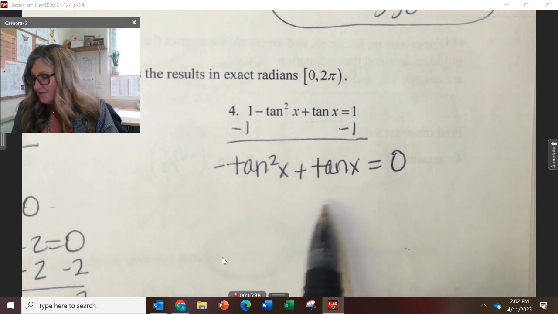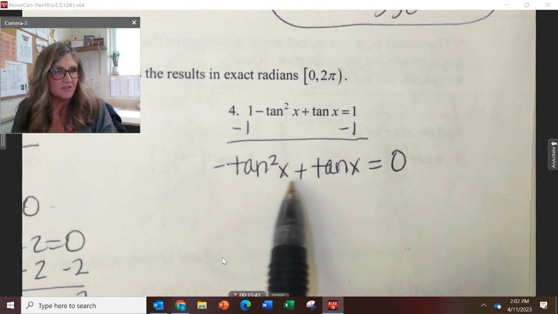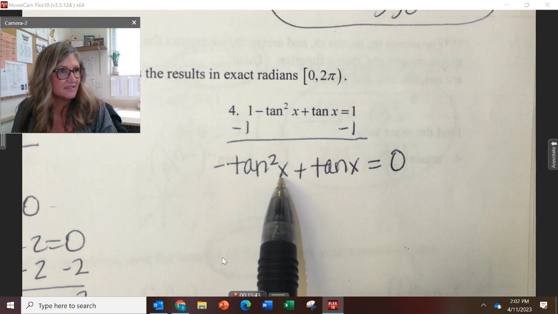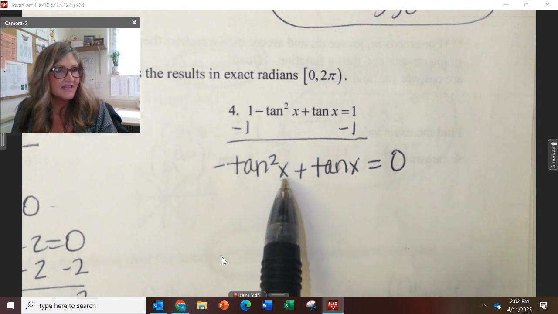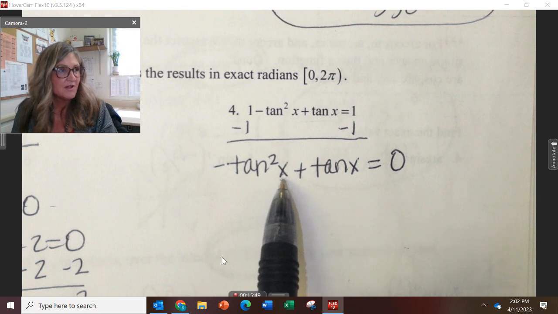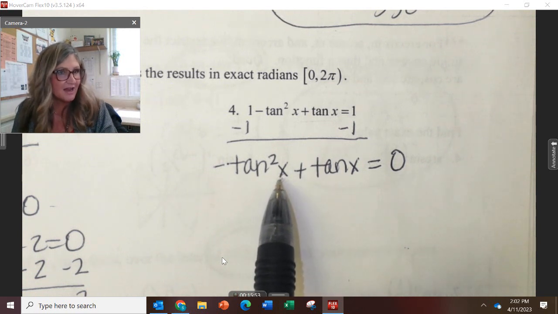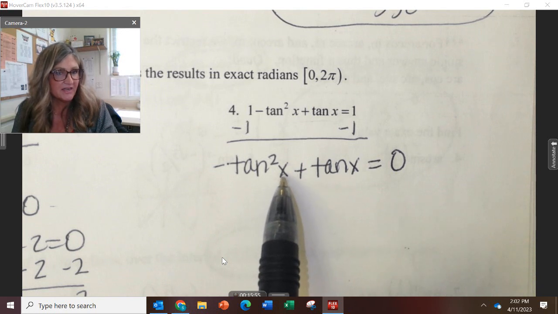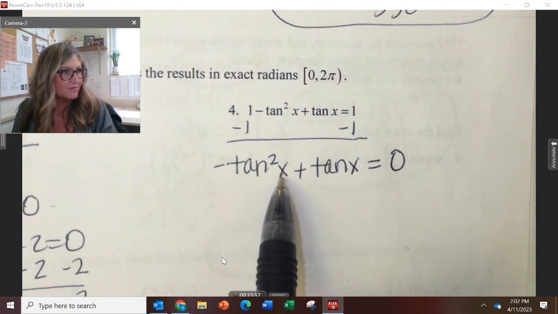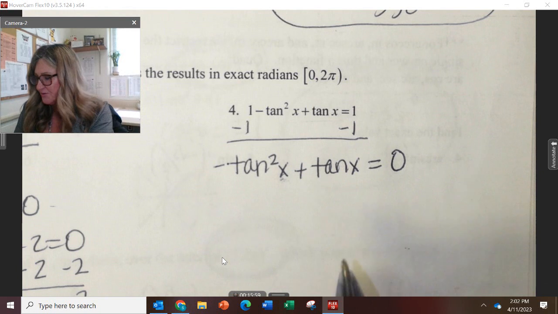Now, this problem, even from right here, looks a little weird because this says x. It's still the same thing as theta. It's just we're using a different variable. This does not mean x on the unit circle or anything like that. It's just now we're representing x as the theta value. Okay? So don't let that confuse you.